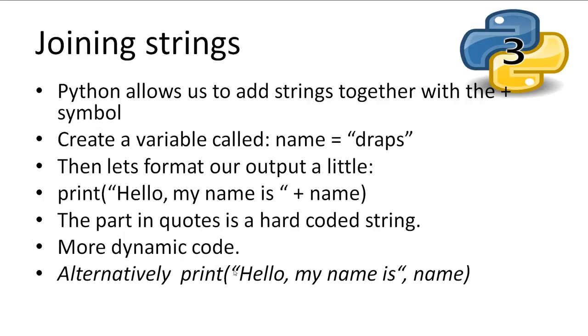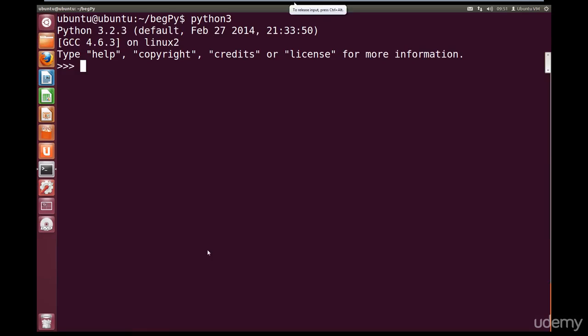So in the interpreter, we can create a variable called name, and let's set it to our name. So I'll come over to the interpreter, and we're going to create a variable called name, and we're going to make it equal our name. So open quotes, I'm going to do Draps, close quotes. Okay, so now I've created a variable called name, and it has our name in it. So let's try and print it out.